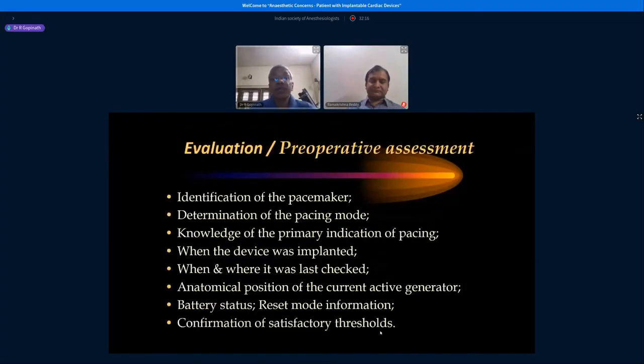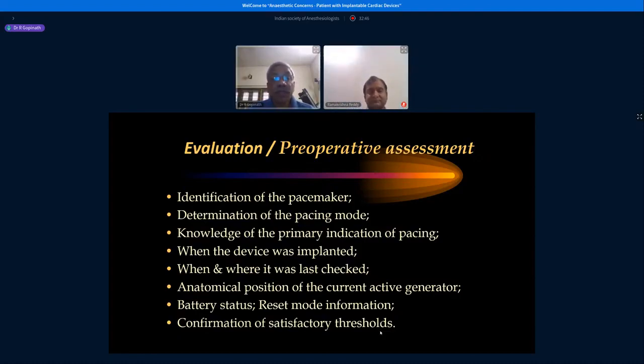So coming to evaluation or preoperative assessment of these patients, one is that you have to identify the pacemaker. This can be done by looking at whatever paperwork they have associated with this. You can look at the source or the notes that they have from either the company or manufacturer, or the cardiologist or the electrophysiologist who has placed it.